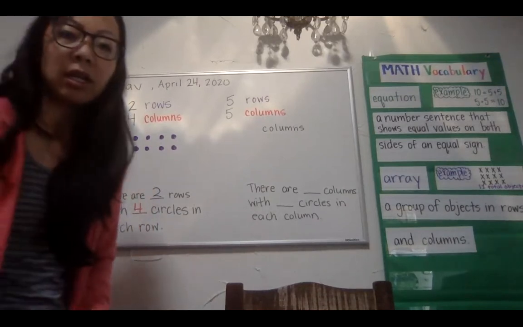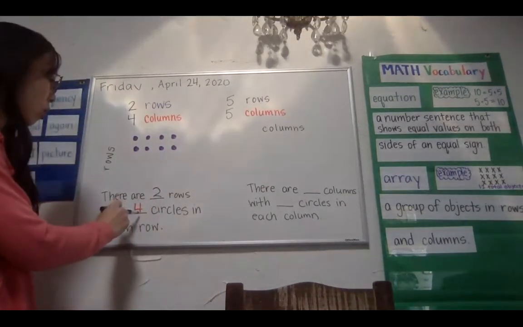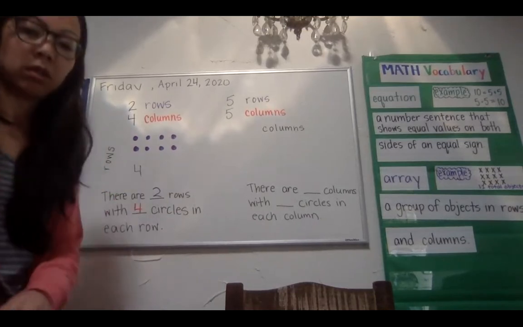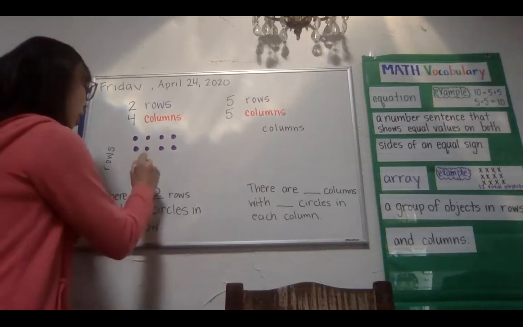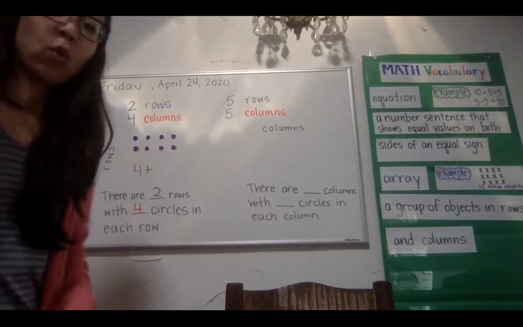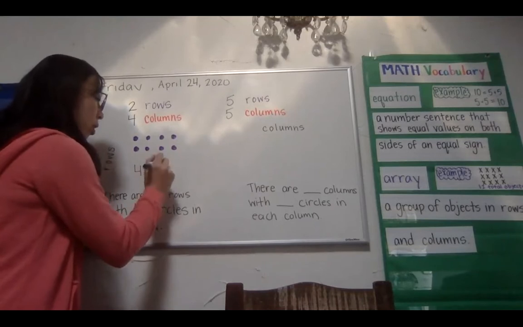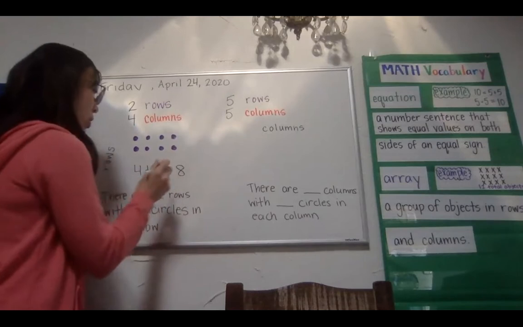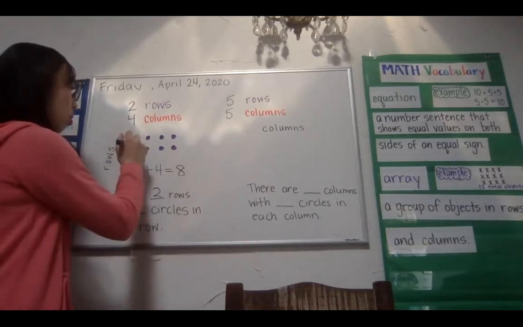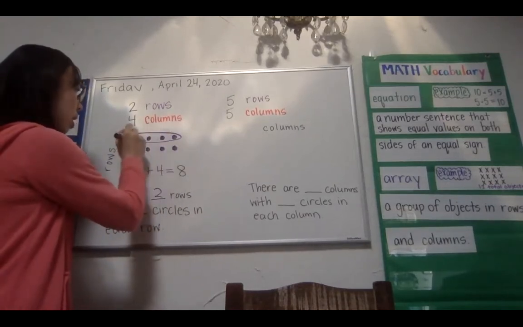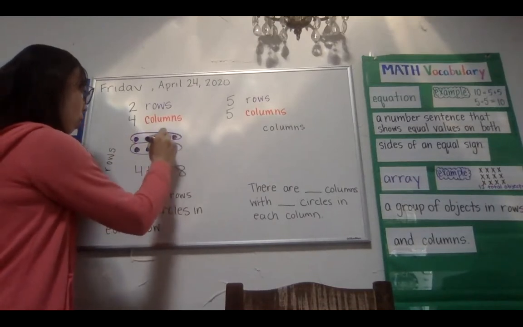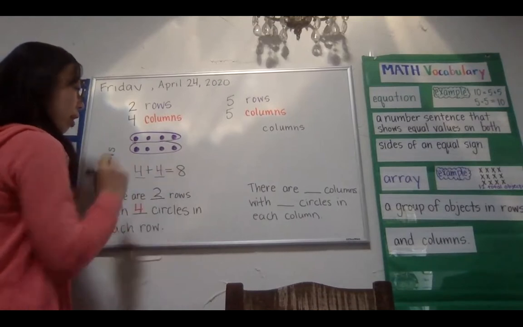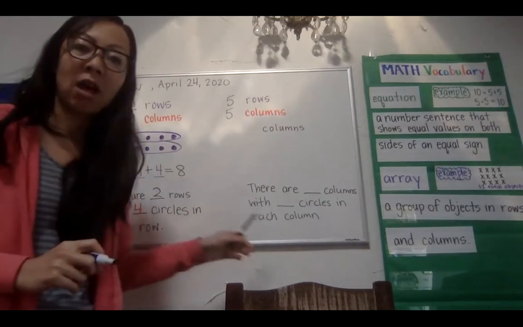Now, when I'm creating an equation, because I have 4 circles in each row, I will say 4 plus 4. And what does 4 plus 4 equal, scholars? You got it, it's 8. So you can see here, because I'm working with my rows, those go from side to side. So I will circle up my 4 in each row, and I will have 4 plus 4, and that equals the total or the sum of 8.